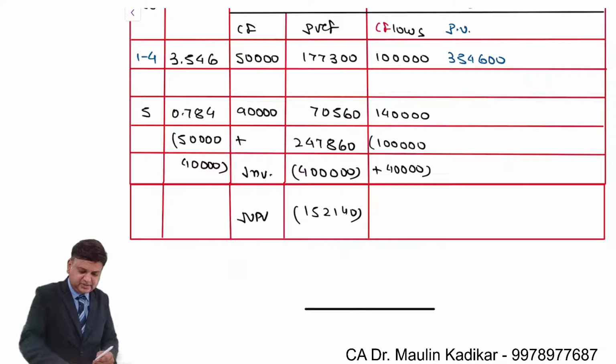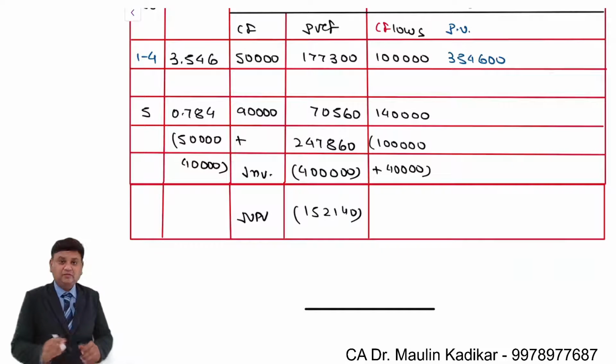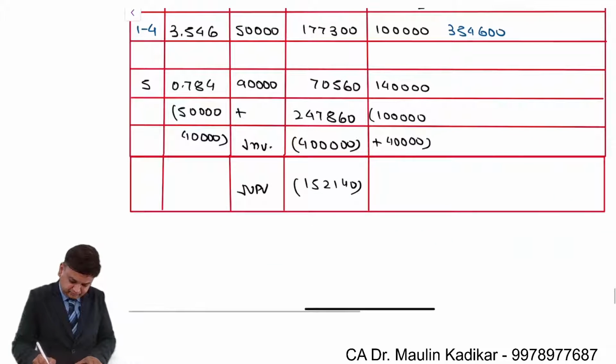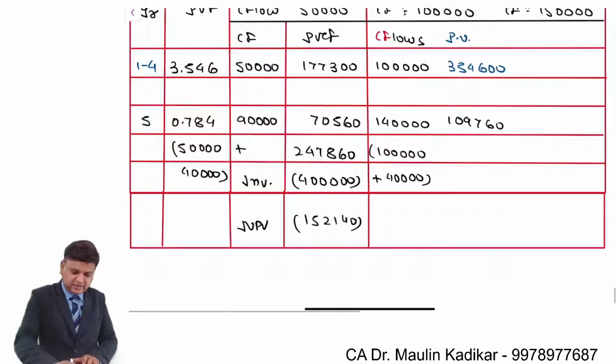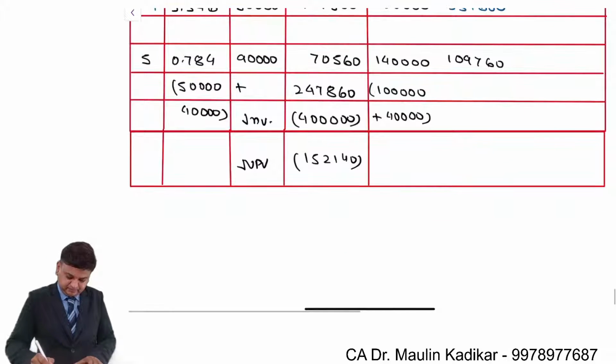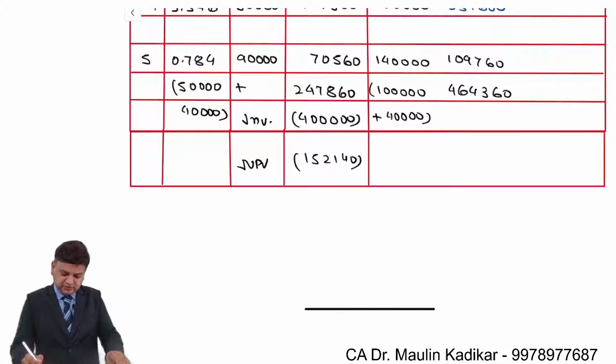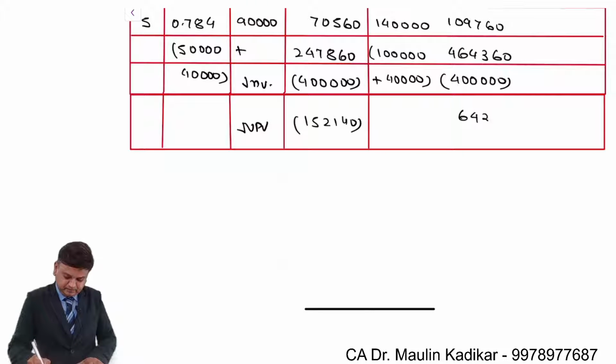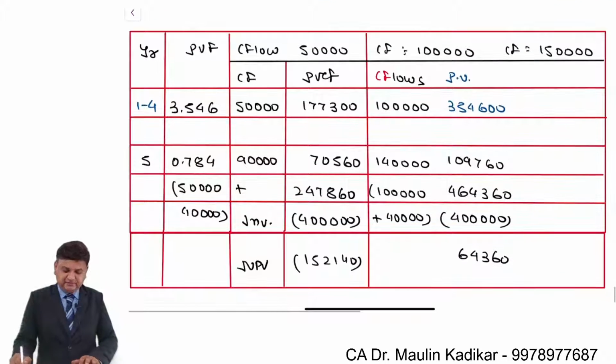Next, 0.784 into 1,40,000, 1,09,760, plus 3,54,600. So 4,64,360. Amount of investment is 4 lakhs. So NPV is 64,360. That is the NPV in the second situation.